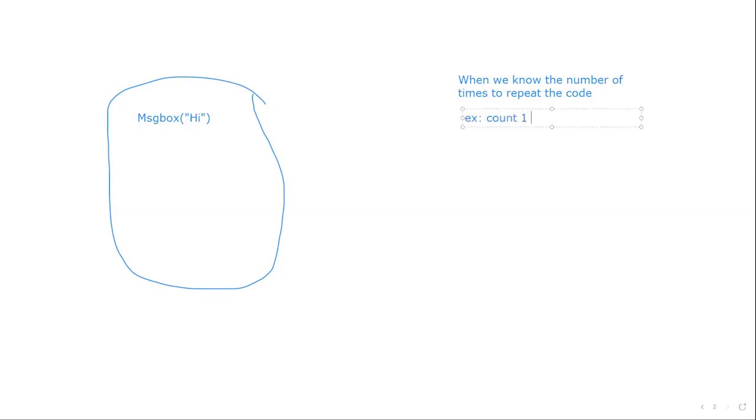Count 1 to 5. Okay. So this is the first option, or the first kind of loop, in programming.